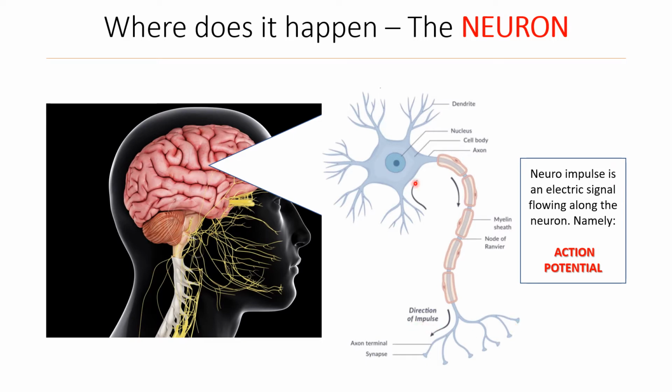The nervous signal flowing through the body along the axon until reaching the exit dendrites is in the form of an electric impulse. The electric impulse representing a nervous signal is called an action potential.